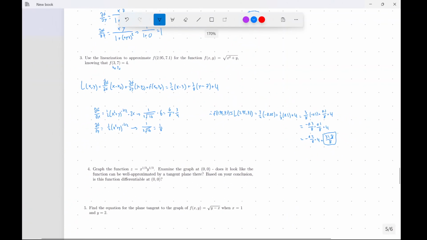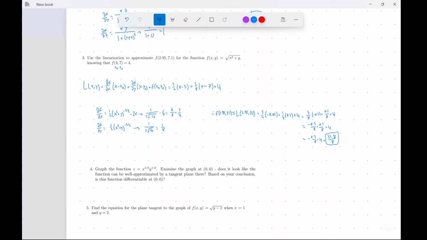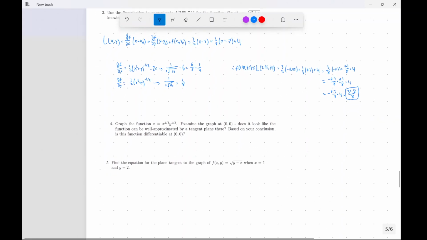Again, we're just finding the linearization at our convenient point and then plugging in the new point and approximating it using the linearization. Okay, number 4.